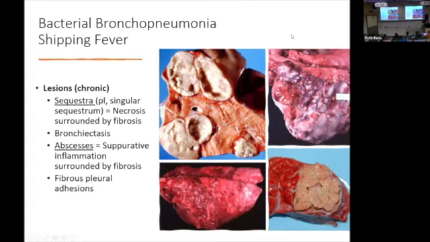Chronically, if this is allowed to go on, these can form sequestra. So a sequestrum in any tissue is a necrotic piece of tissue that the body is trying to wall off and exclude. So here's what that looks like in the lung. This big brown chunk is dead. This is totally dead, devitalized lung.